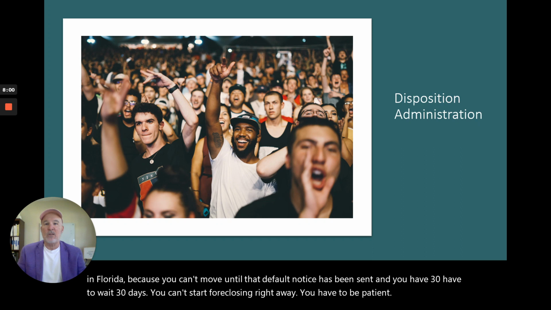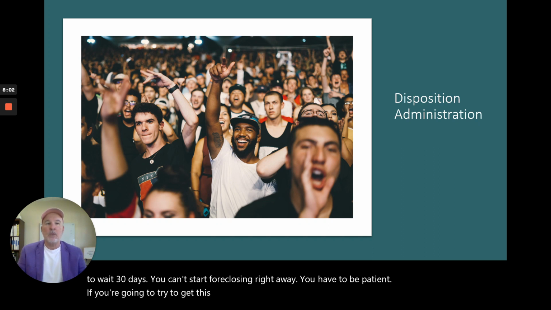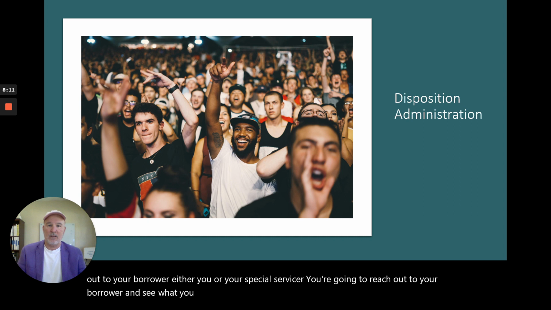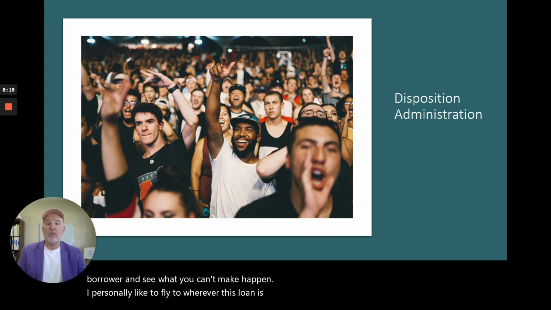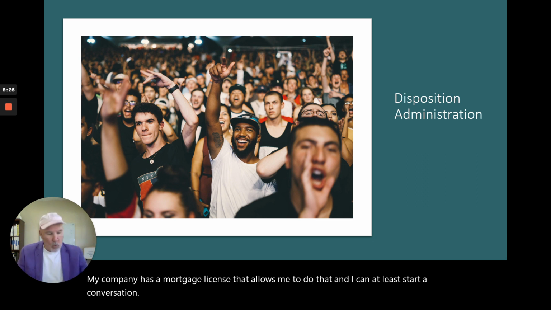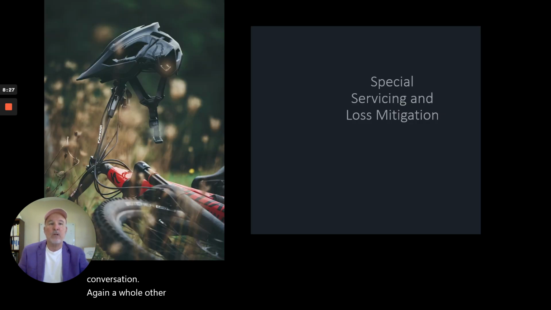If you're going to try to get this loan re-performing, now's the time you're going to reach out to your borrower, either you or your special servicer. You're going to reach out to your borrower and see what you can make happen. I personally like to fly to wherever this loan is. I'll knock on the door. My company has a mortgage license that allows me to do that, and I can at least start a conversation. Again, a whole other video on this particular slide.